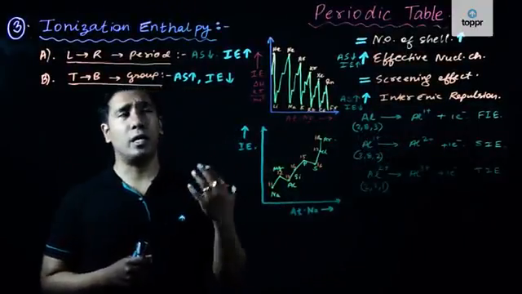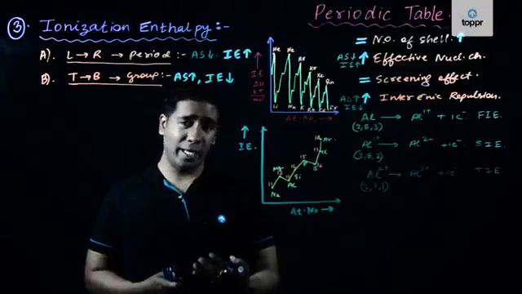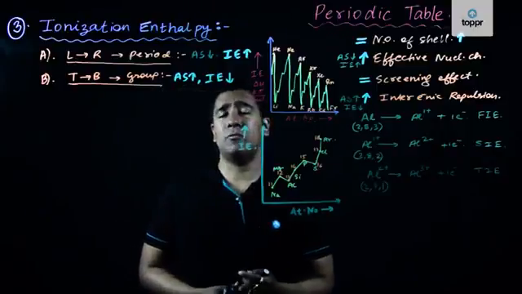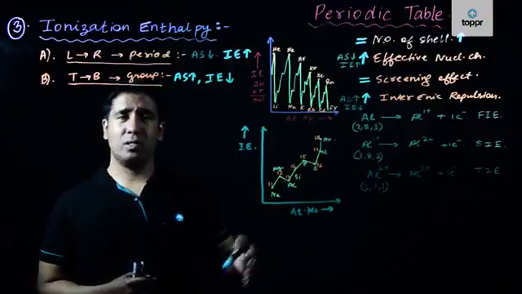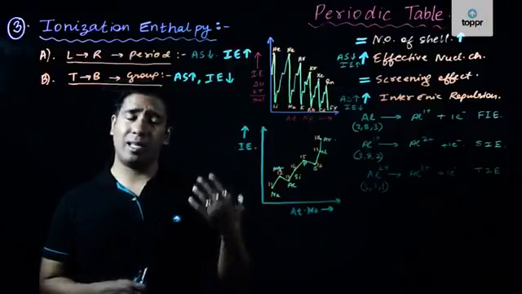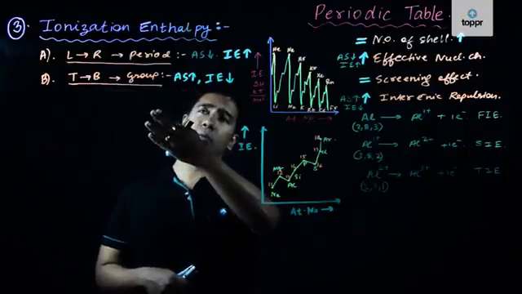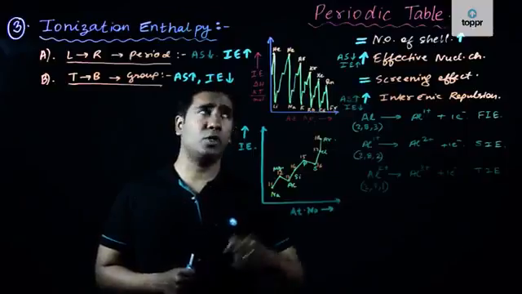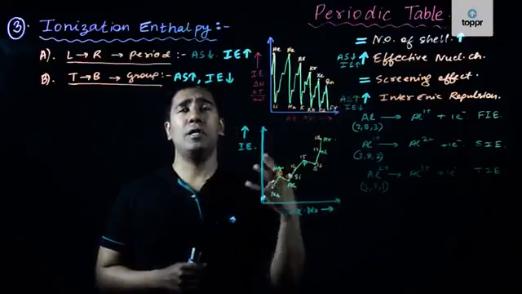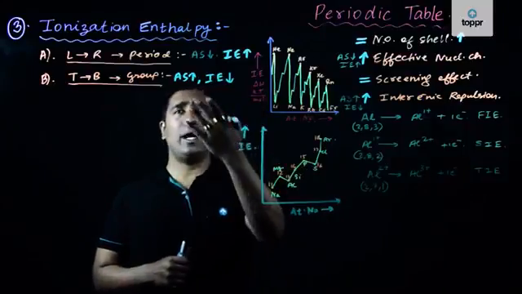Hence, my dear friends, we can conclude that as we go from top to bottom in any group in the periodic table, for example the alkali metals, it can be any group, in the case of halogens, alkaline earth metals, any group, the atomic size will keep on increasing because of the increase in the number of shells, which is the most important factor that affects the atomic size.